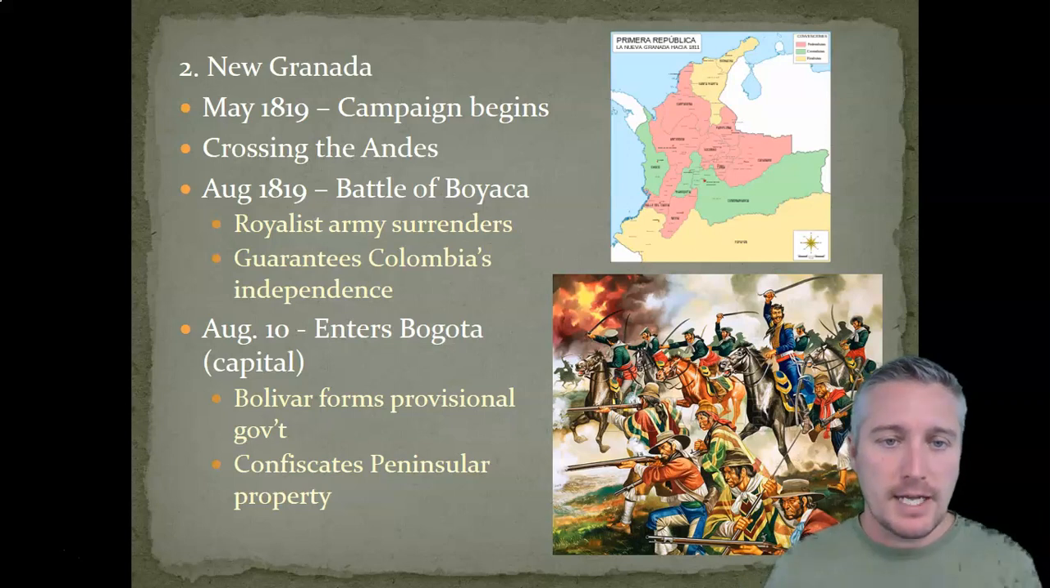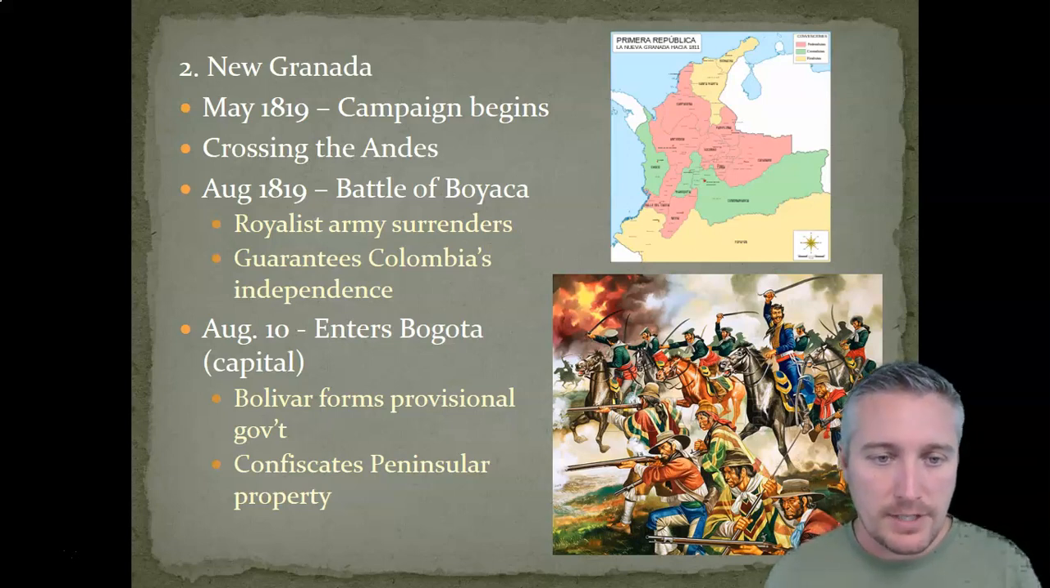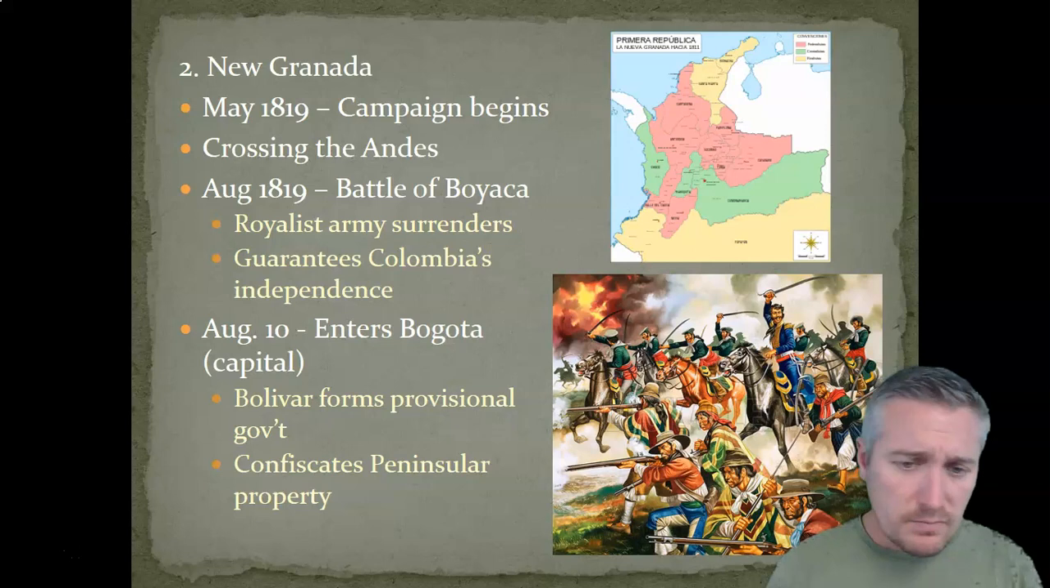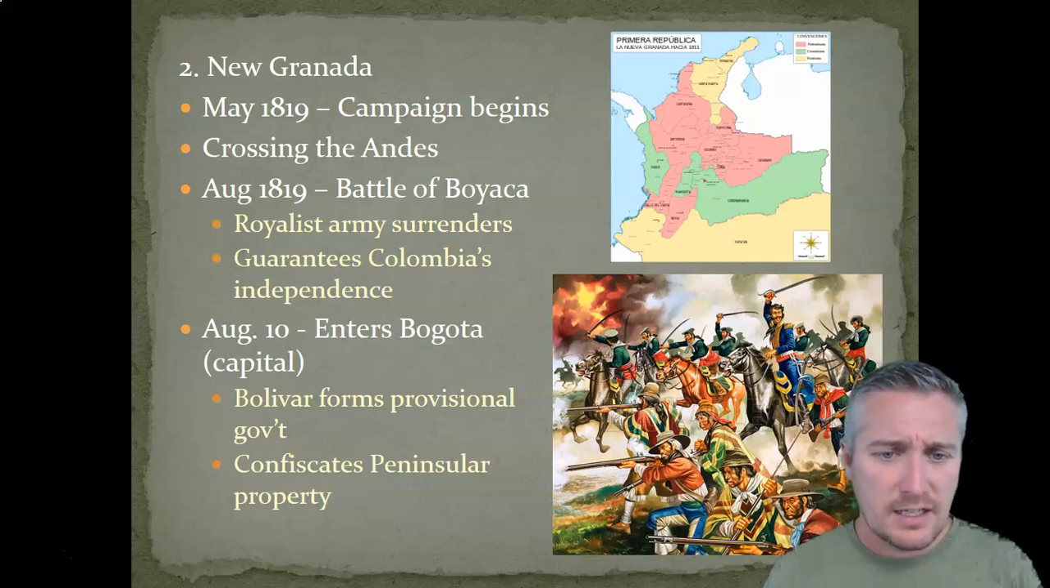There's a major battle that takes place in August of 1819, and this main battle is the Battle of Boyaca. And in this battle, Bolivar gets the Royalist armies to surrender, and this is kind of the final battle that does allow for Colombia to remain independent, and they're liberating parts of New Granada at the same time. And so this kind of guarantees New Granada, Colombia's independence from this point on. They do form a provisional government at this point, and they confiscate a lot of peninsular property after that.